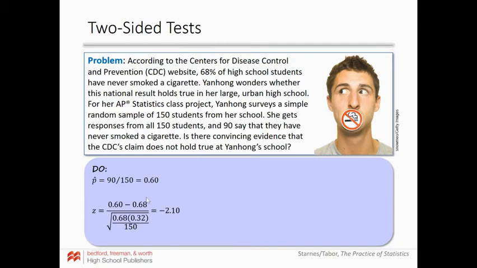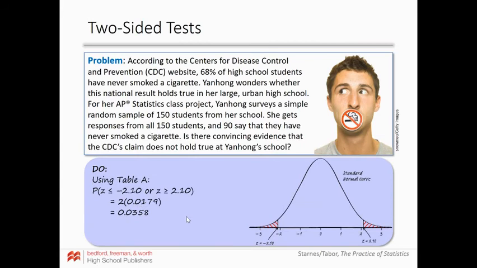I can standardize this score: take 0.6 minus p naught, divided by the standard deviation, and get a z-score of negative 2.10. So remember, negative 2.10 is here, but I also want the other side as well. So it could be negative 2.1 or positive 2.1.